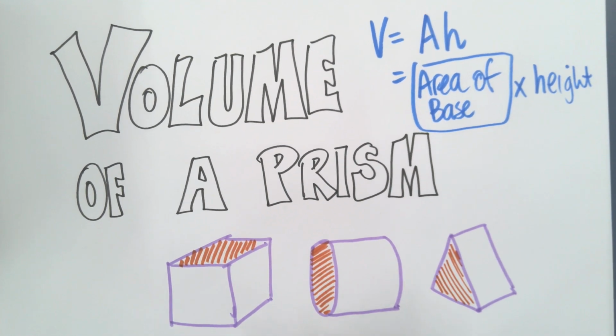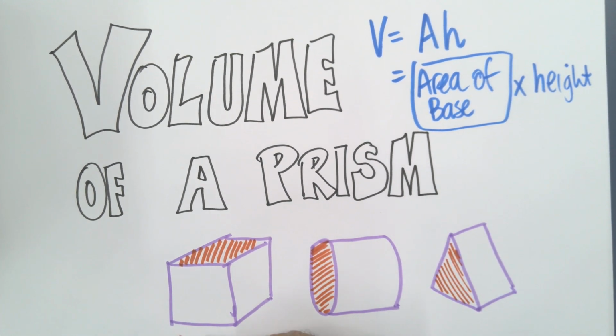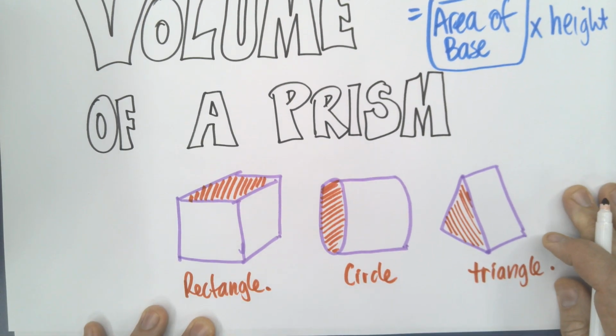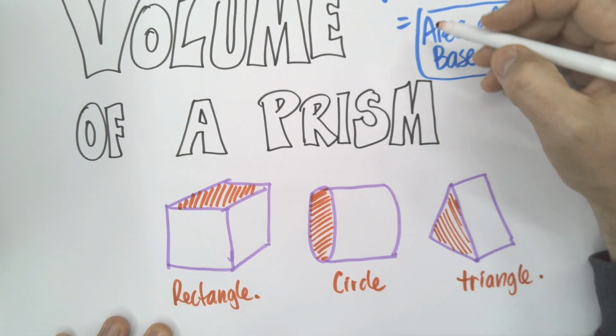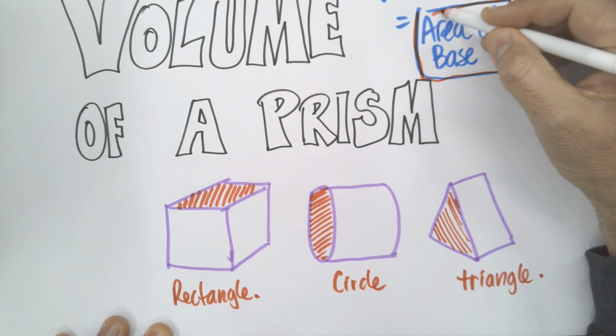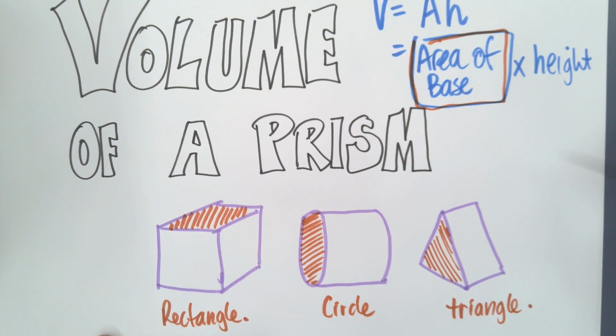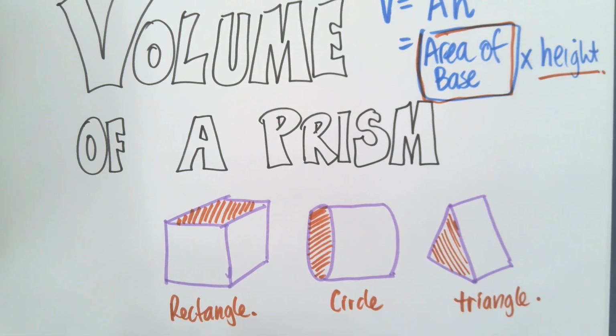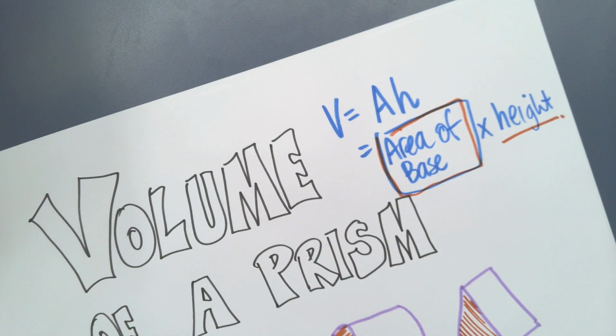So in this case, it'll be a rectangle. This is the area of the base. In this case, it's a circle. In this case, it's a triangle. Okay, so as long as you can find the area of the base, you're good to go. Then you've got to times it by the height. All right, so let's have a look at a couple of examples. Let's go with the triangular one.